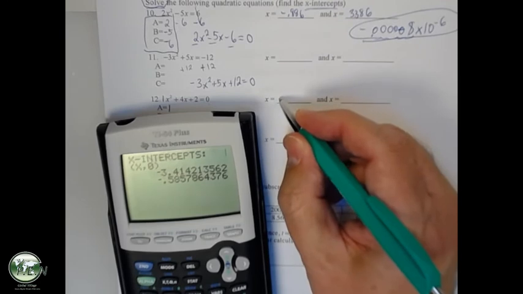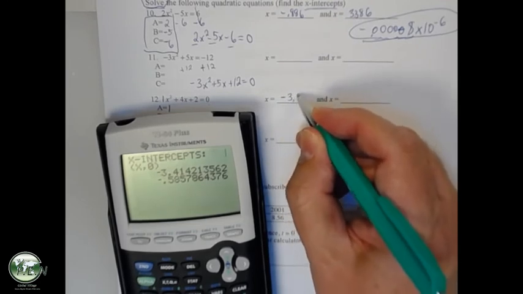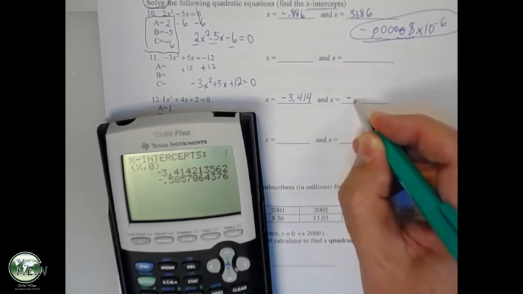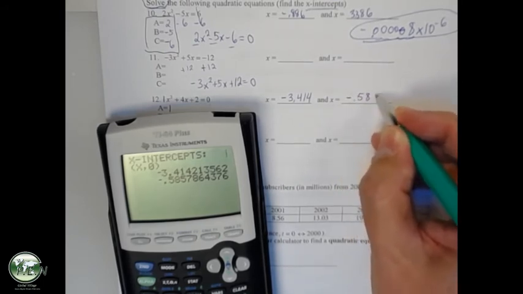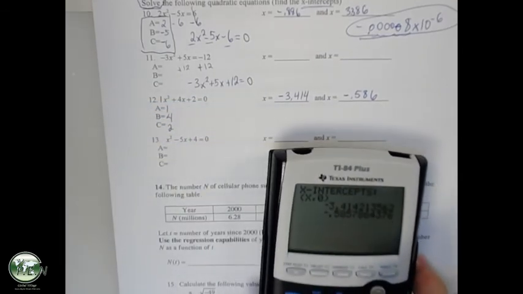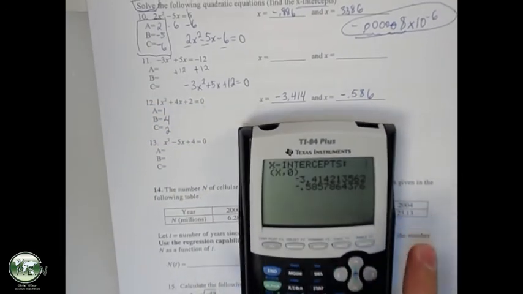The solutions are x equals 3.414 and x equals negative 0.586, rounding to 3 decimal places. So see, when they ask you to solve, get it equal to 0, and the answer comes directly from the x-intercepts.